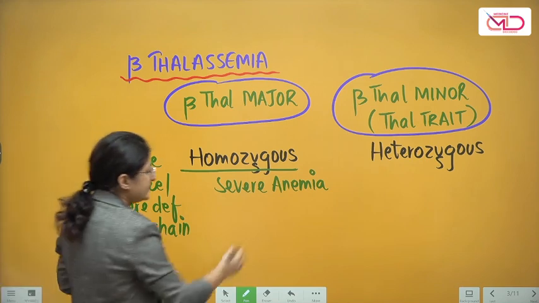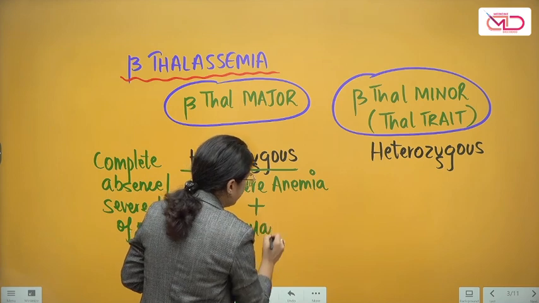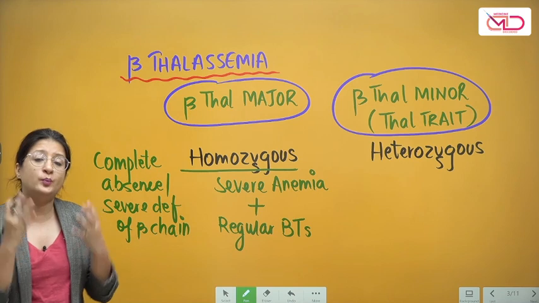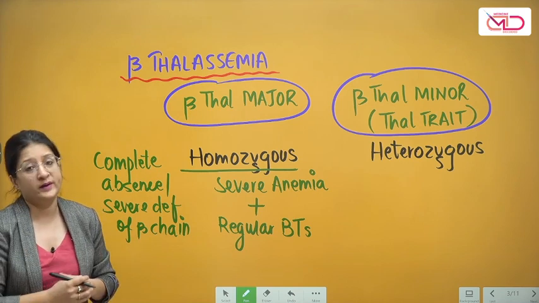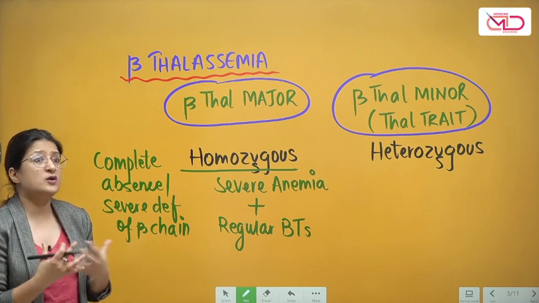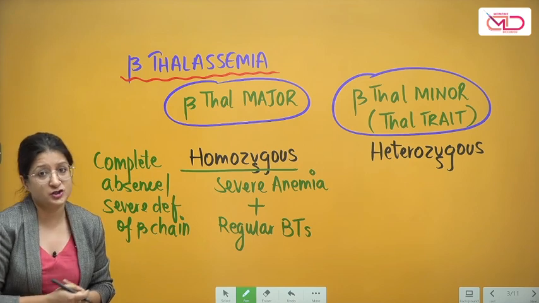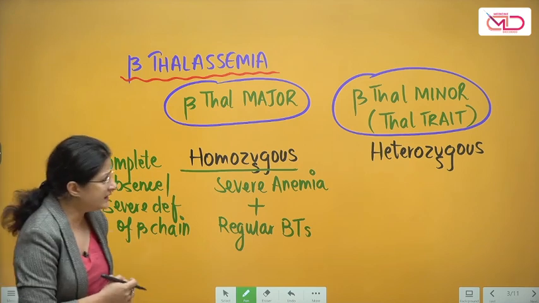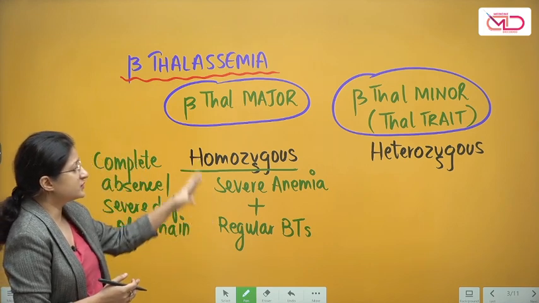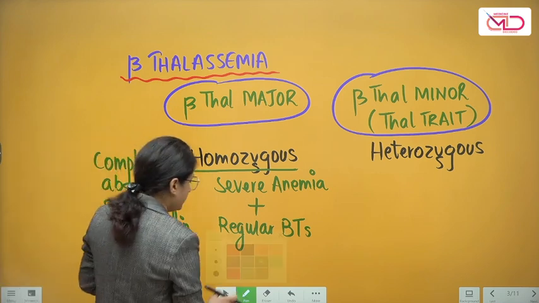Apart from that, these people are regularly dependent on repeated blood transfusions to maintain their hemoglobin levels. If you ask me, as of now the most effective therapy for beta-thal major is stem cell transplantation, but we're not going into those details right now. Nonetheless, severe anemia and regular blood transfusion characterize beta-thal major, and we'll discuss the other pathological problems as well.